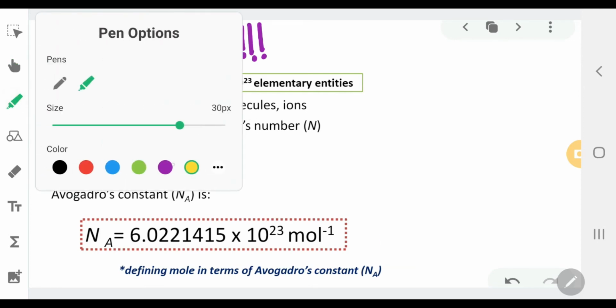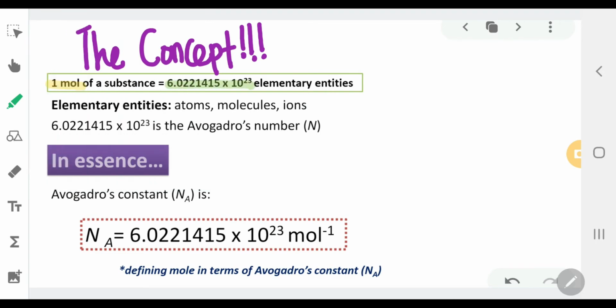If you can imagine this as a very big number, then if we say 1 mole of atoms or 1 mole of molecules, we are talking about a huge lot of atoms and molecules. The keyword entities over here refers to, in this case, atoms, molecules, and ions. This is the number that is called Avogadro's number.